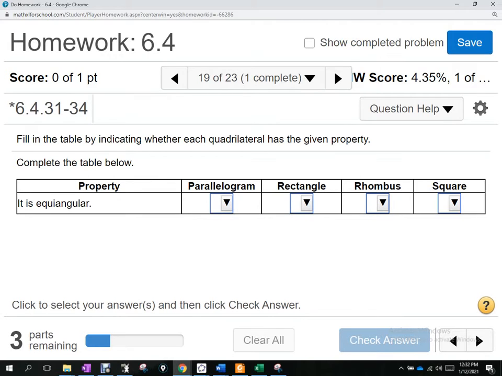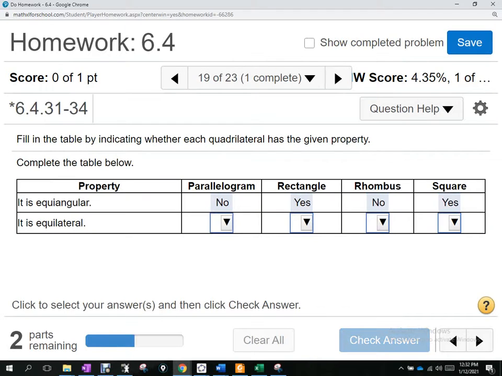Okay, so this one says it is equiangular. What's equiangular mean? All the angles are the same. And we're talking about quadrilaterals here, right? That's what this is saying up here. So that means all angles would have to be what? 90. Is that true for every parallelogram? No. Is it true for every rectangle? Yes. Is it true for every rhombus? No. Is it true for every square? Yes.